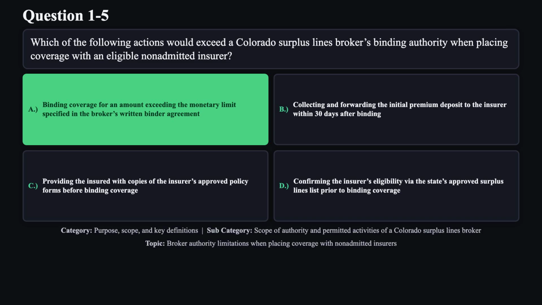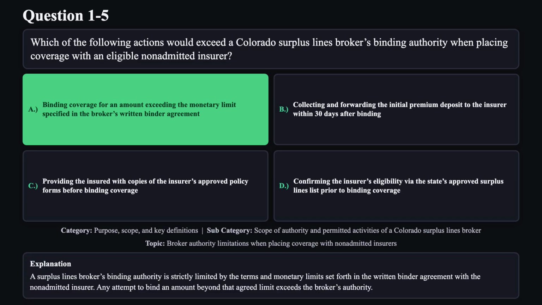The correct answer is A. A surplus lines broker's binding authority is strictly limited by the terms and monetary limits set forth in the written binder agreement with the non-admitted insurer. Any attempt to bind an amount beyond that agreed limit exceeds the broker's authority.